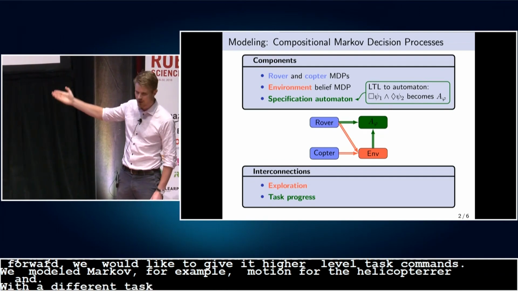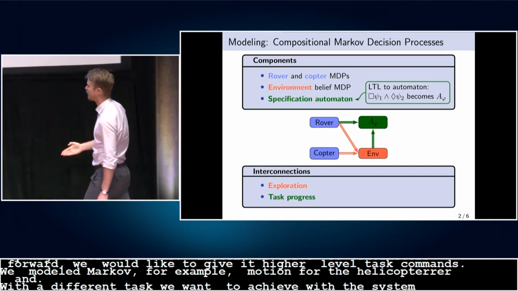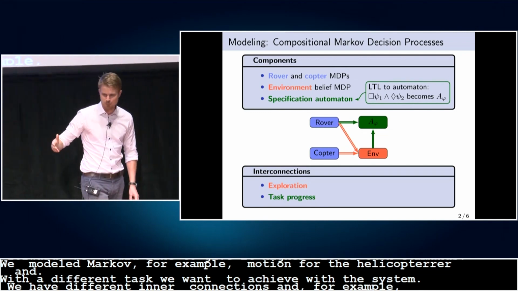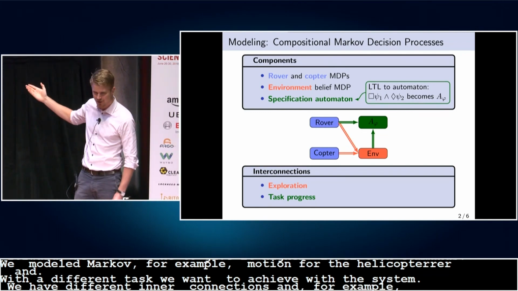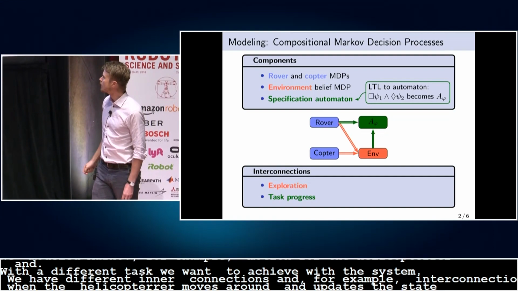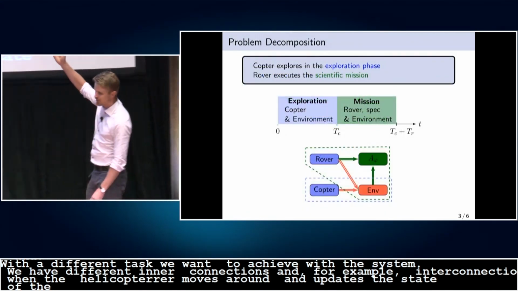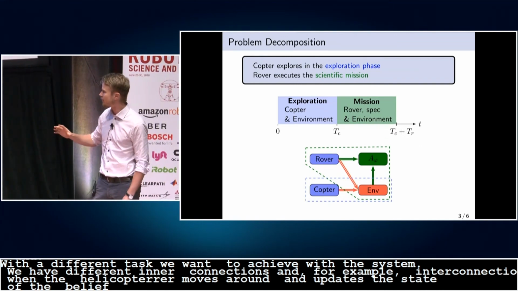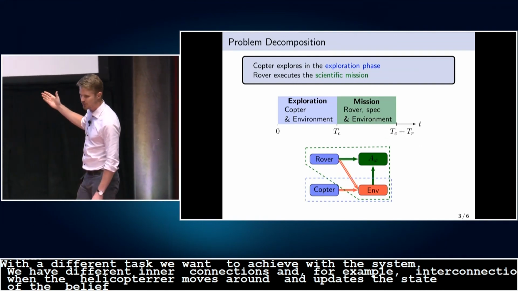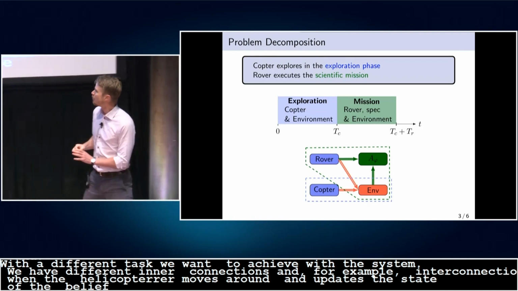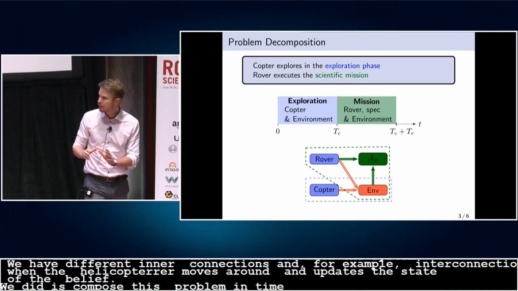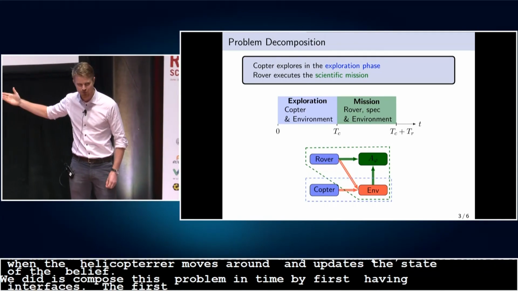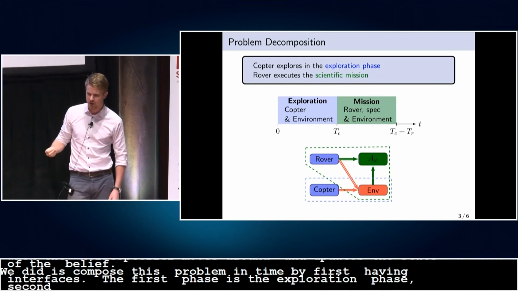We have different types of interconnections between these. We have, for example, exploration interconnections that when the rover or the copter move around and gather new information, that updates the state of the belief MDP. And here the specification automaton is obtained by translating a temporal logic formula to a specification automaton. We decompose this problem in time by first having two phases. The first phase is an exploration phase, and the second phase is the mission execution phase, where we actually conduct the scientific task we're interested in.